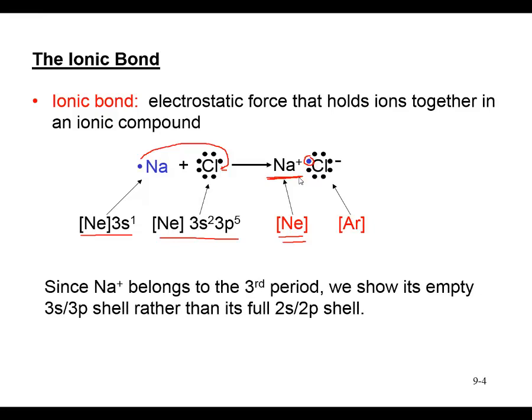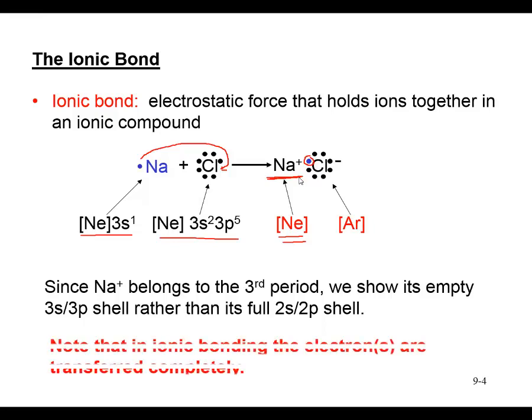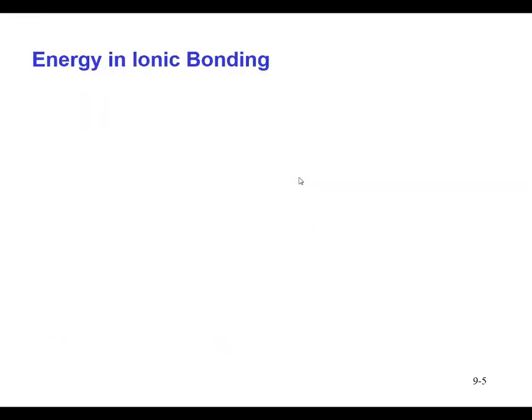Okay, as we look at this situation, we can realize that we have a completely empty 3p and 3s set of subshells in sodium, and then we ended up having just that stable noble gas configuration. So please realize ionic bonding involves electrons being transferred. Don't draw any lines between the ions.